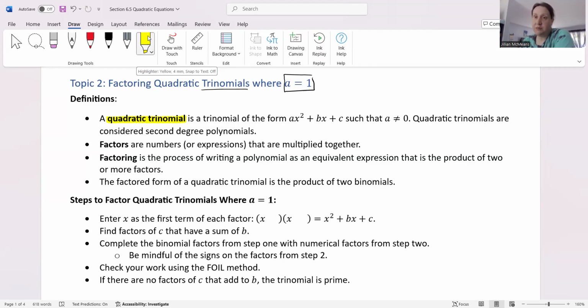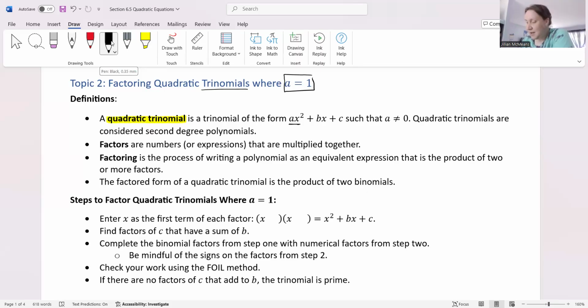We're saying, hey, we have this trinomial. It's of the form ax squared plus bx plus c. A, b, and c are real numbers, okay? So a, b, and c can be fractions. They can be decimals. They could be integers. They could be anything, as long as a isn't 0. Because if a is 0, we would lose that x squared term, and that x squared is what makes this quadratic, okay? So quadratic trinomials are considered second degree polynomials. That exponent of 2 is really important with a quadratic, okay?